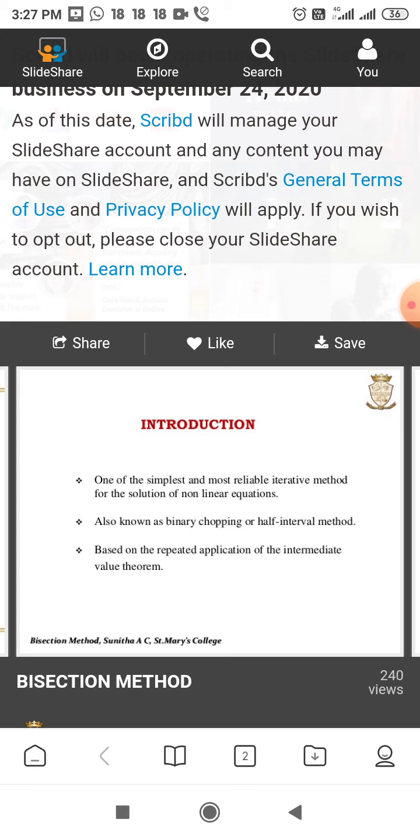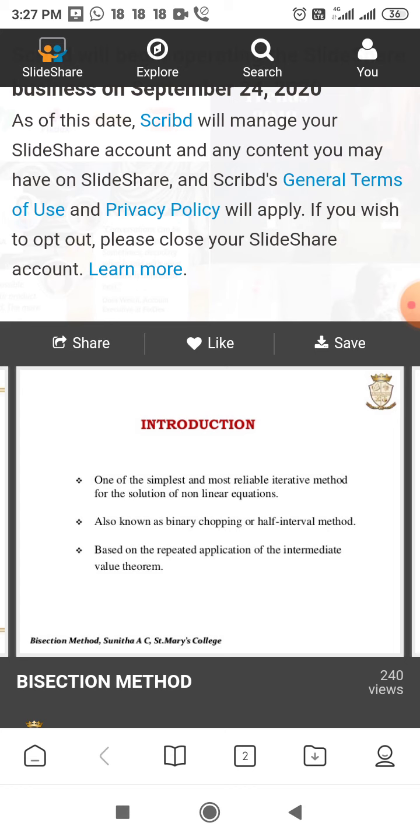Session of today's course is numerical computation, and session of today is the bisection method. So solve the problem by using the bisection method.